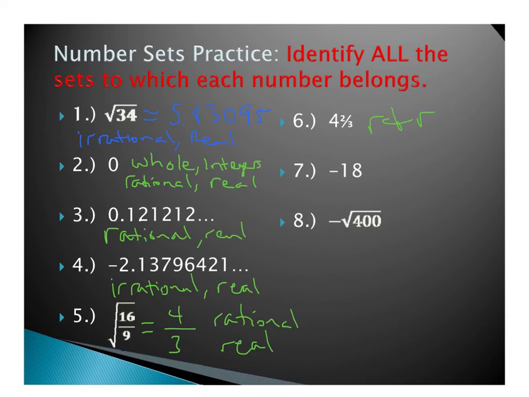Well, it can't be natural or whole because it's a negative number, but it does fall into our integer category. Now, integer is also part of the rational numbers and real numbers, so we have to include those as well, rational and our real numbers. Excellent. All right, number 8, we have negative the square root of 400. Well, I know my square root of 400 is 20, so it's just negative 20. Well, that falls in the same stuff as number 7 there, negative 18: integer, rational, and real.